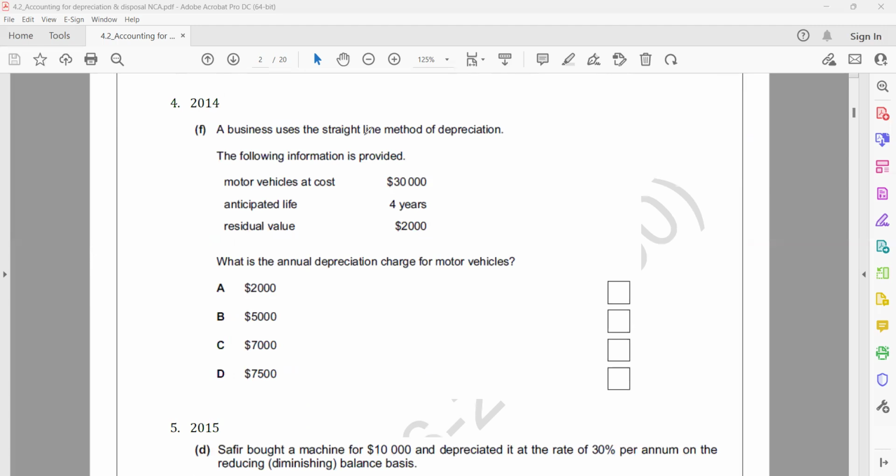For number 4, a business uses the straight line method. You have cost, you have anticipated life, that means useful life, and residual value. So if they give you this information, then you have to use the formula. Take the cost minus residual value, divide by the years. So calculate the annual depreciation charge. Aaron, put your answer in the chat. 7,000. You get 7,000. Okay, answer correct. Trisha, you are there? So anything, you just let me know if you need me to explain anything. Okay, now the next one.